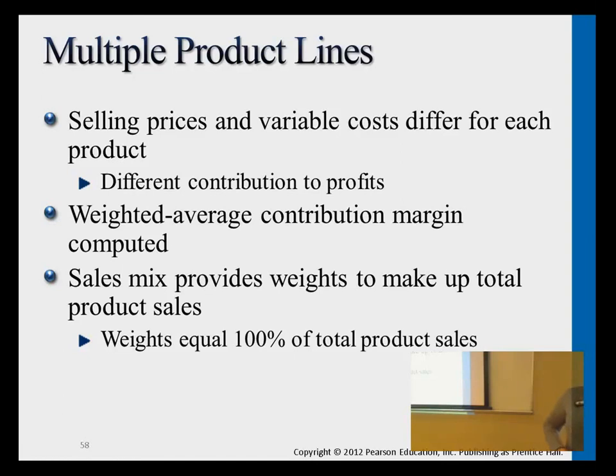To calculate your break-even point for each of the products, we first are going to calculate the weighted average contribution margin. And then we'll also learn what the sales mix is and how the sales mix is going to help us identify the weights for the total product sales. Obviously the whole thing is 100 percent, and then some are going to have portions.